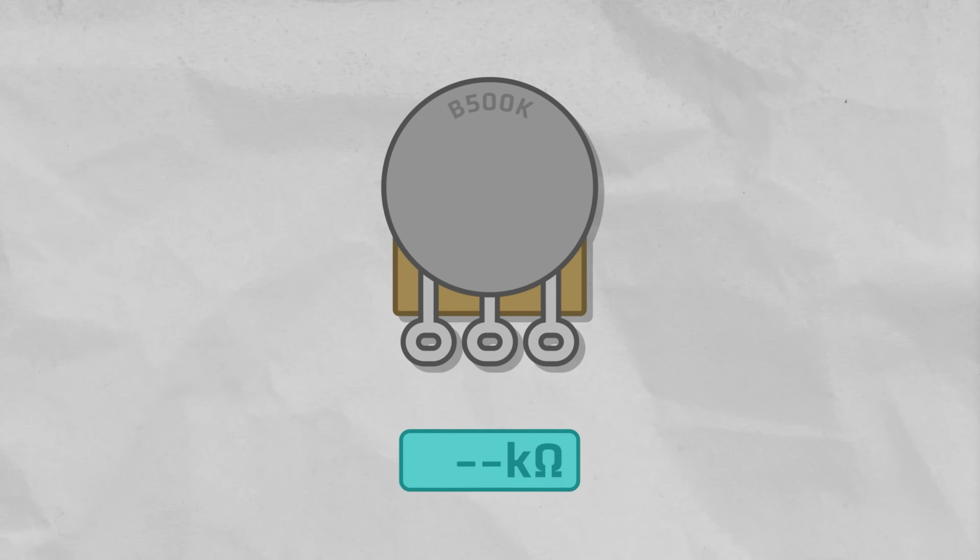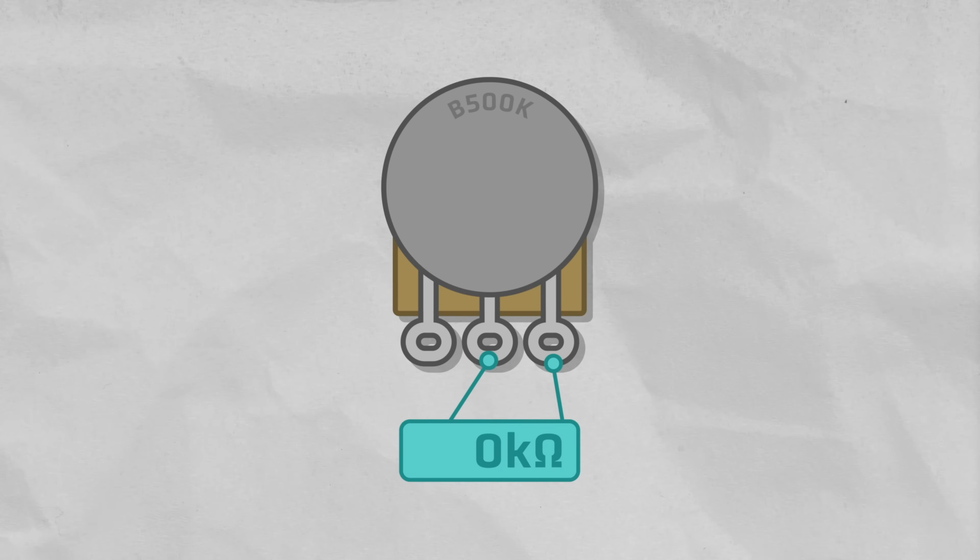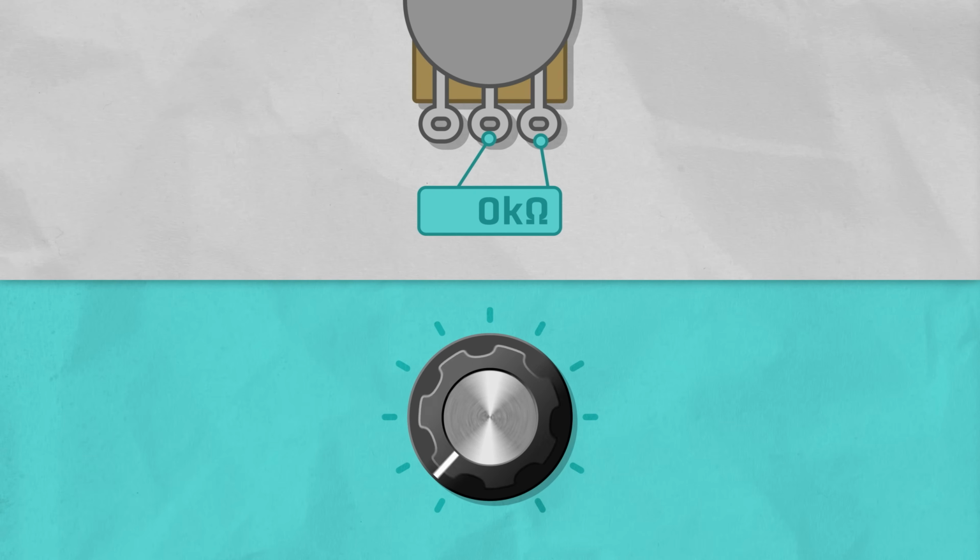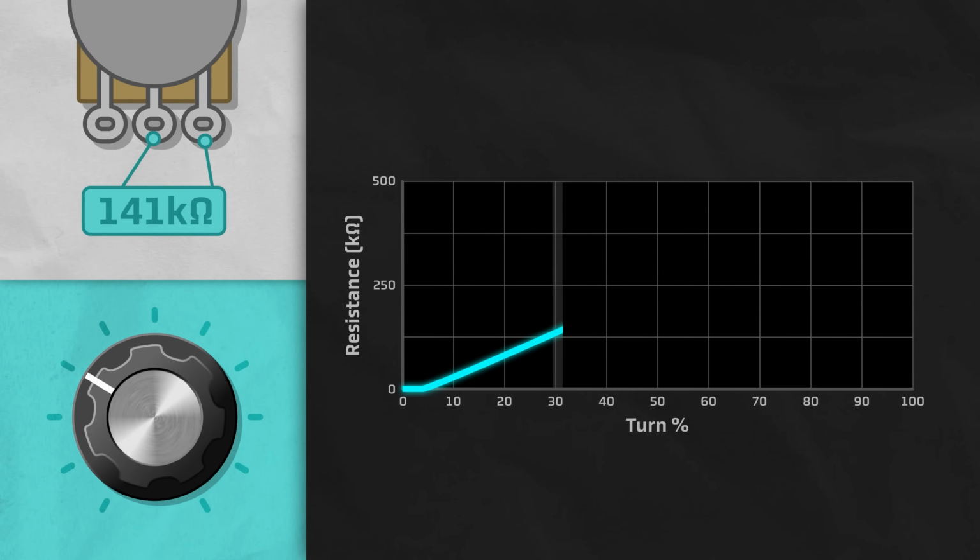Next, let's talk about taper. Taper refers to the relationship between a pot's knob position and its resistance value. Practically, the main thing taper will affect on your guitar is how fast the volume or tone decreases as you turn down your knobs. If I measure the resistance values between lugs 2 and 3 for different rotations of the knob, I can plot out their relationship on a graph.